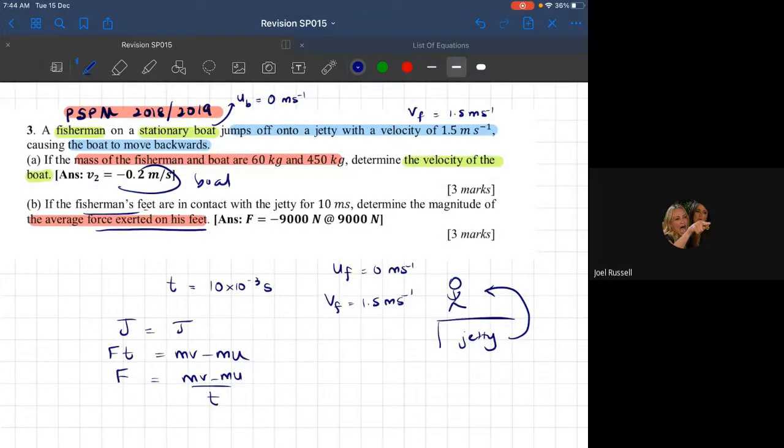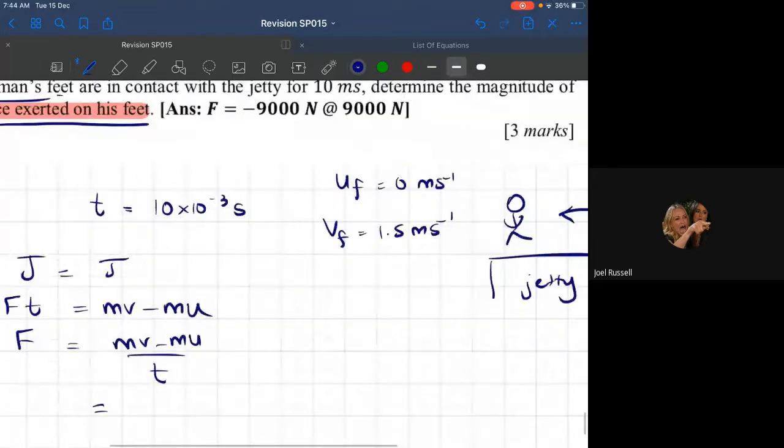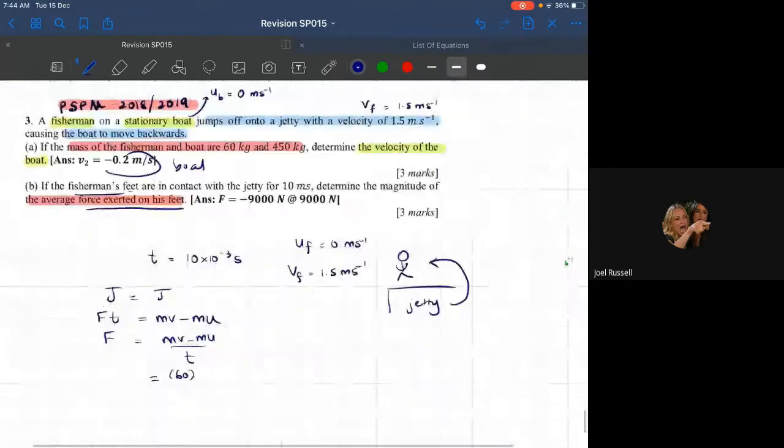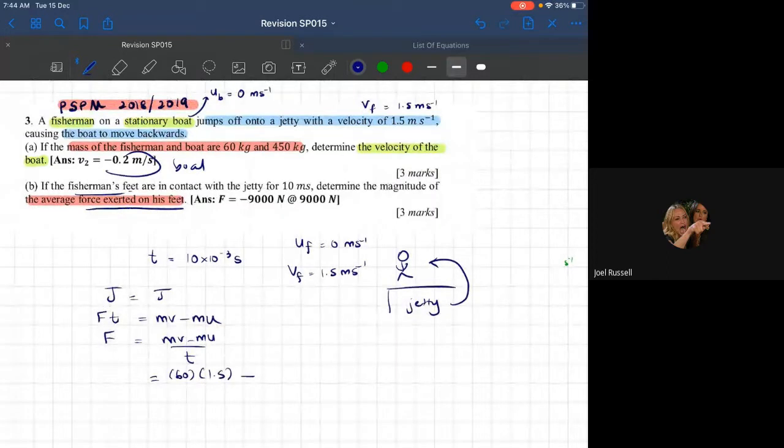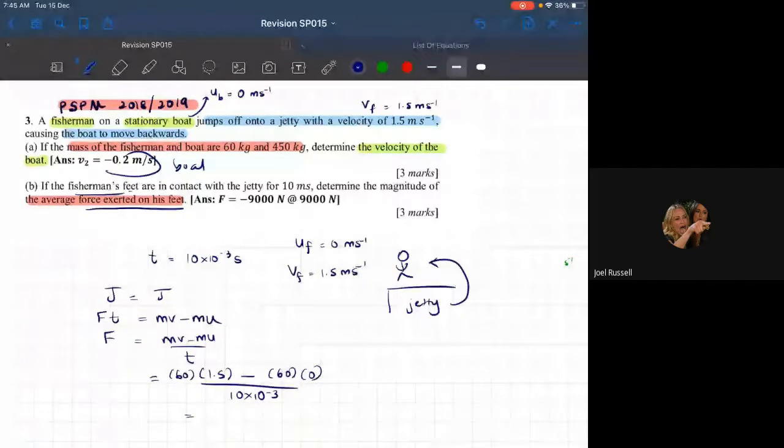Okay. So this one tulis balik. So this one is 60, so this is 1.5 minus 60 kosong, bahagi dengan 10 darab berkuasa negatif 3. Okay. 0.2 tadi tu untuk boat tau. Kita nak cakap pasal fisherman. Okay, Syaira Vanessa, sorry, can you press the calculator again?